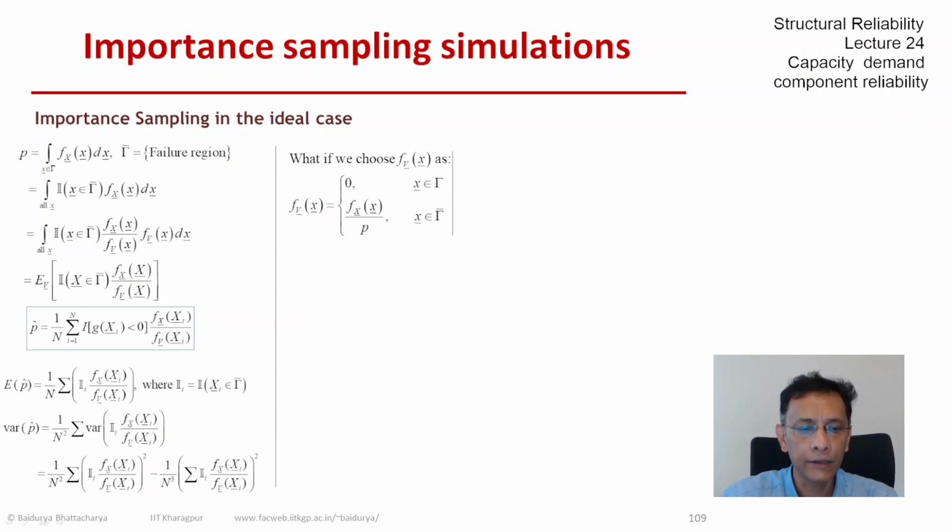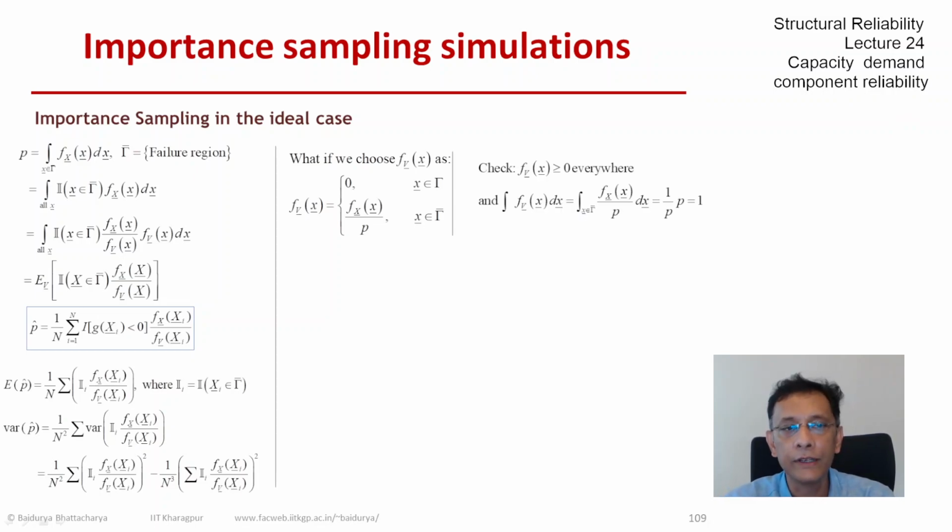So let's check if that's what's happening. So obviously FV defined this way is non-negative everywhere, so that's good. And if we integrate over all possible values of x, we still get the value of 1. So FV is indeed a legitimate density function.